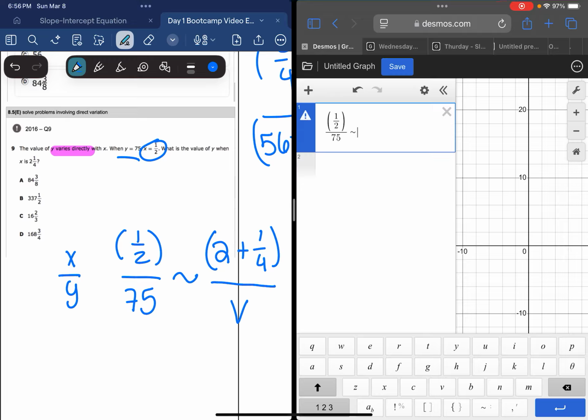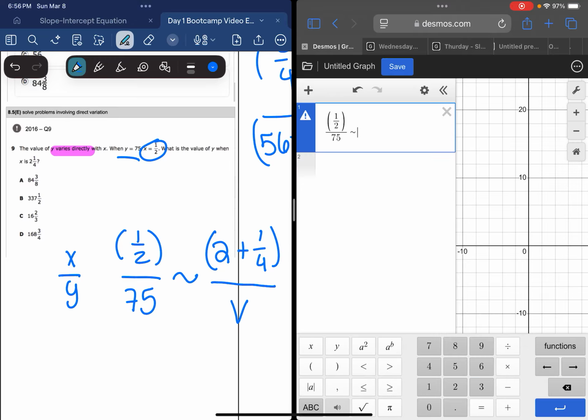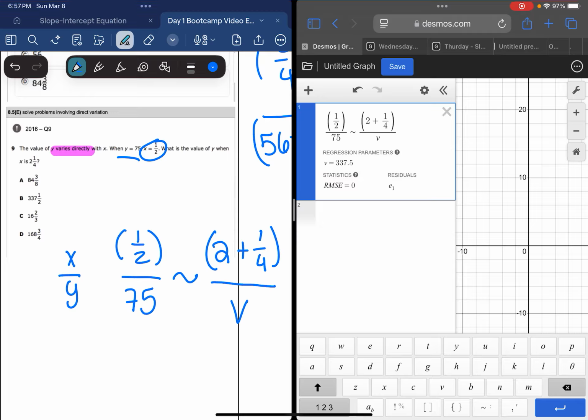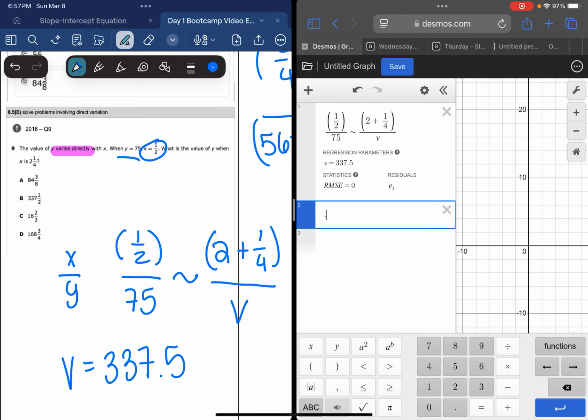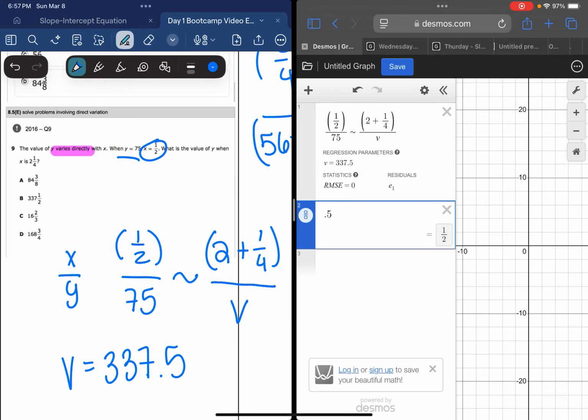tilde, 2 plus 1/4 divided by v. And that's going to give me an answer of v equals 337.5. But again, 0.5 as a fraction is 1/2. So 337 1/2.